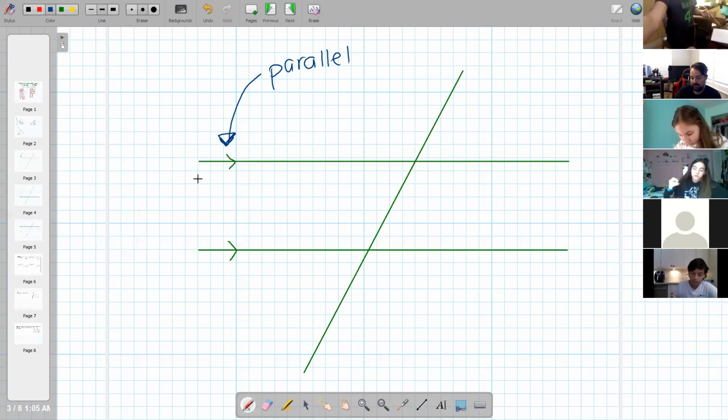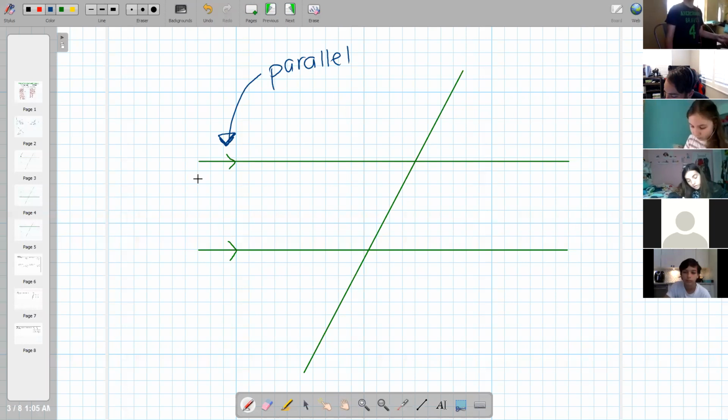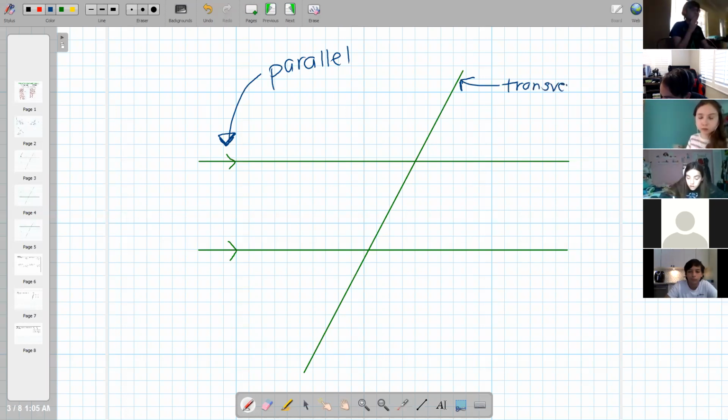When two lines are parallel, the angles that are created by these parallel lines and this line that's intersecting it, this has a fancy name. It's called a transversal. A transversal is a line that cuts across a pair of parallel lines. When we cut two parallel lines with a transversal, how many angles did we just create in this picture? Can somebody count up how many angles we've created in this picture with one transversal crossing a pair of parallel lines?